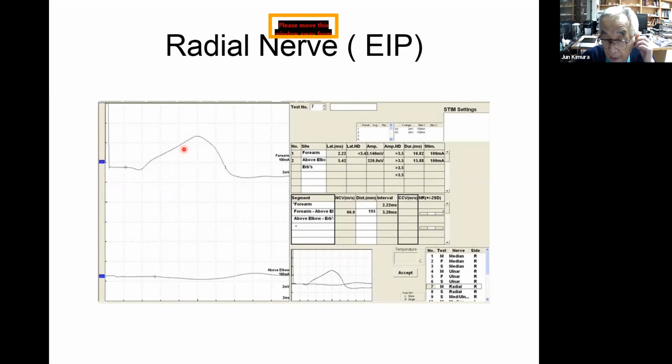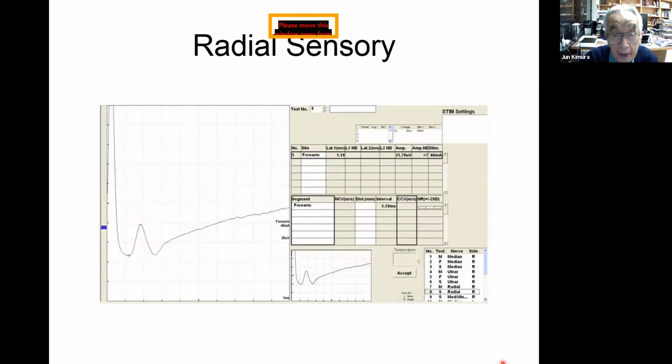Okay, so now let's go to the next slide. And of course, if you do an antidromic sensory potential for this nerve, remember, sensory is not involved, and therefore it is always normal.